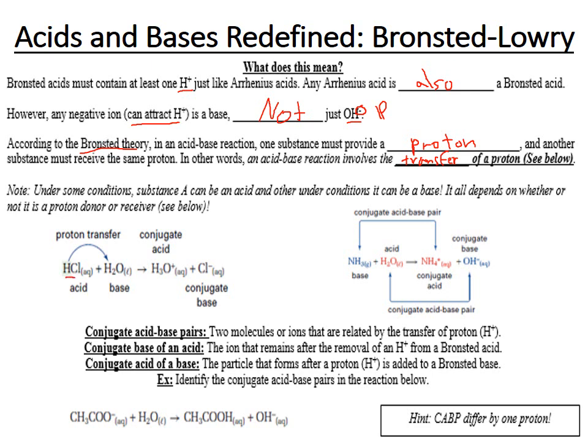We have HCl and H2O. The HCl is having its H removed and it's going to H2O. And so there was a proton transfer. HCl lost its proton, H2O gained that proton. So HCl is the acid and H2O is the base in this case.